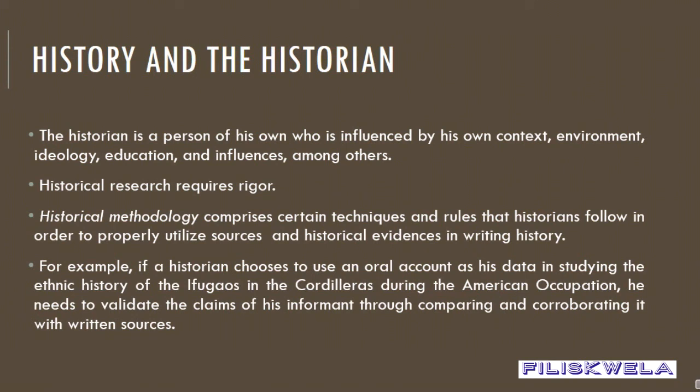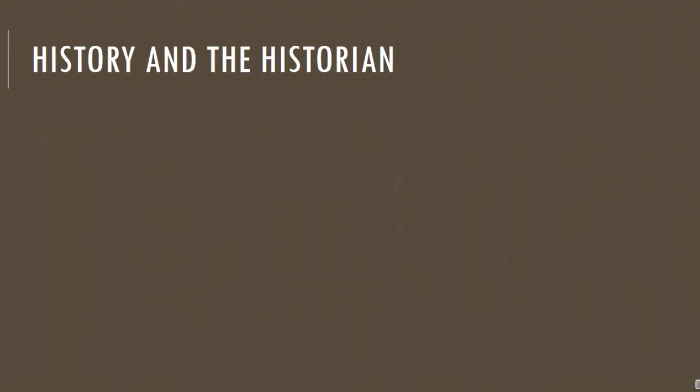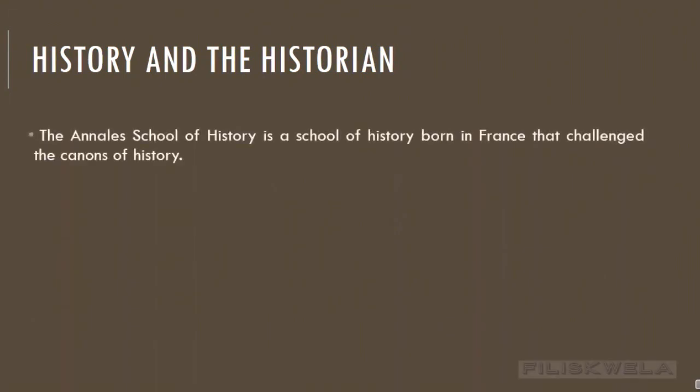Meron din tayong tinatawag na secondary sources. On the other hand, secondary sources are those sources which were produced by an author who used primary sources to produce the material. So, sa madaling salita, pag sinabi nating secondary sources, ito yung mga historical sources, yung mga nag-aaral din ng isang subject in history.